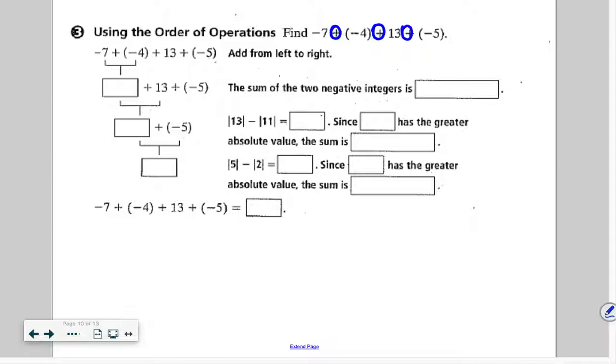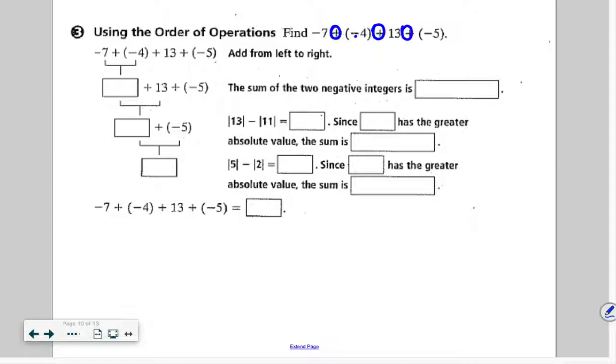Why do you suppose they have the -4 in parentheses and the -5 in parentheses? Caitlin. So it doesn't look like plus minus? Yeah, it's protecting that value, correct? They want us to be aware that this is a -4, so they put it in parentheses, so it doesn't look like an addition sign and a subtraction sign right next to each other. So we have to work left to right.